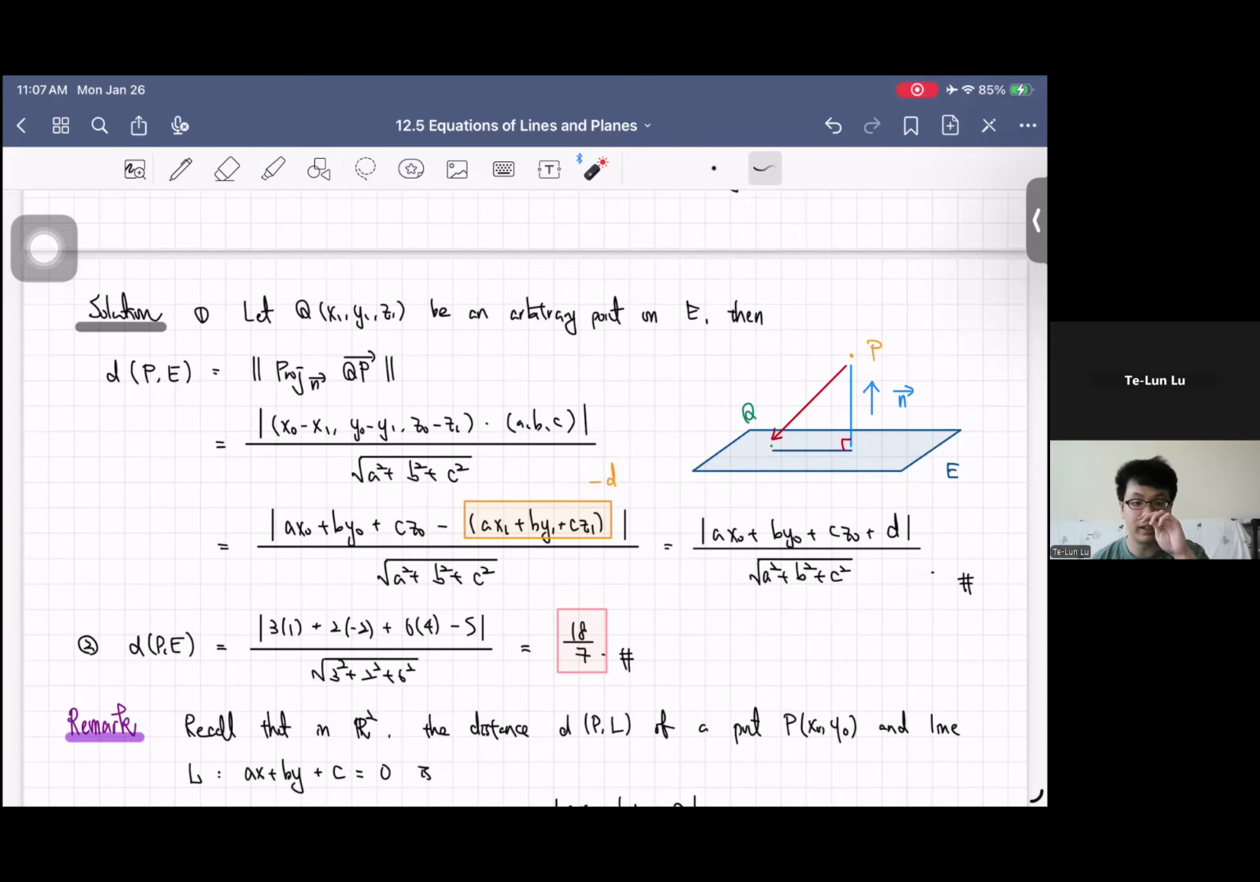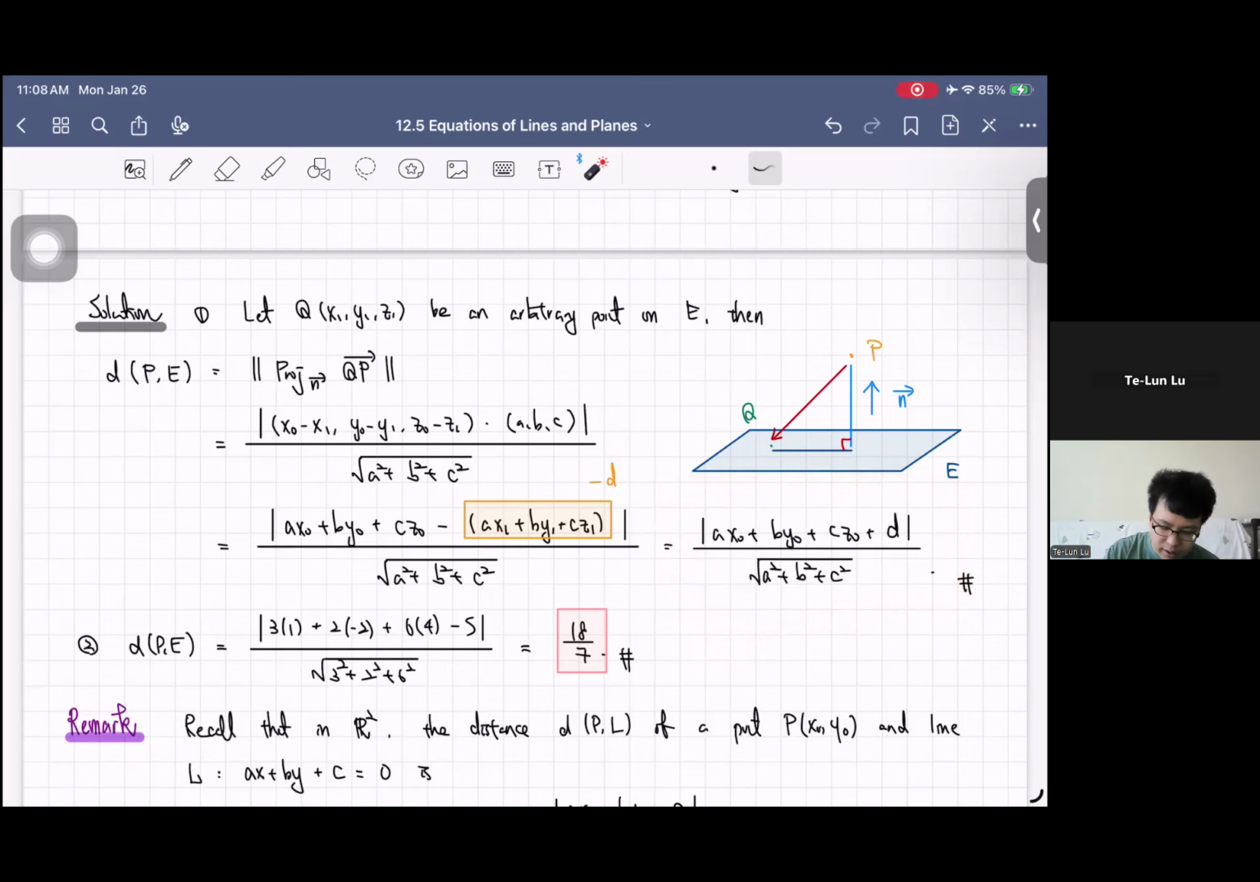So you see it's really nice that you don't have to choose a particular point x1, y1, z1. As long as it lies on the plane E, you always have this nice relationship. You can do the same thing for the distance between a point and a line. You can choose an arbitrary point (x1, y1) on the line and do a projection. Then by the definition of a line, you can always reduce the quantity, something like a x1 plus b y1 equals negative c. So bottom line, the distance between a point and a plane is given by this nice formula.